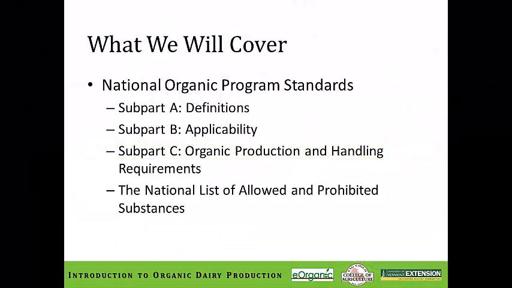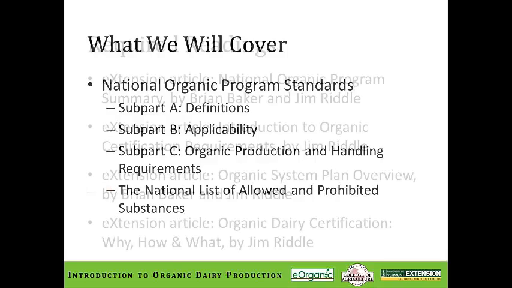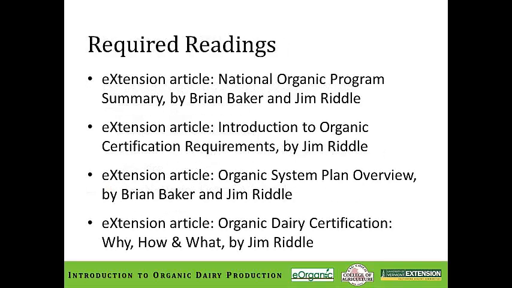What we are going to cover in this module is the Organic Program Standards Subpart A, which is definitions, Subpart B, which is applicability, who has to get certified, and Subpart C, which is the detail of the organic production and handling requirements. And then we will also present an overview of the national list of allowed and prohibited materials. This is the list of reading which is required before you go through this Module 2.